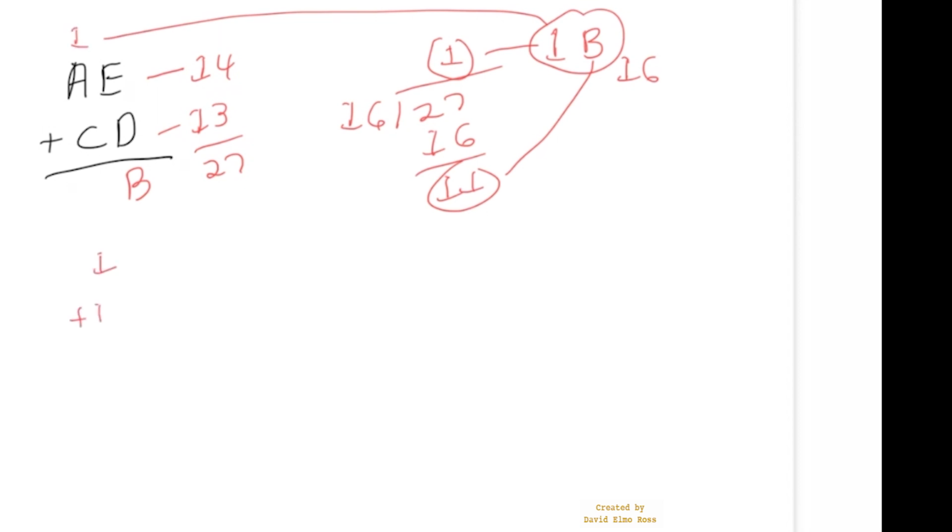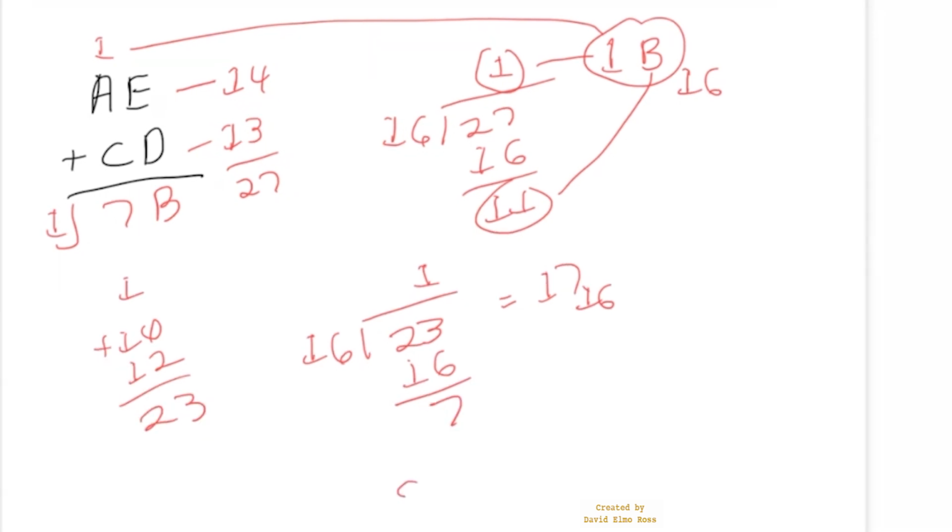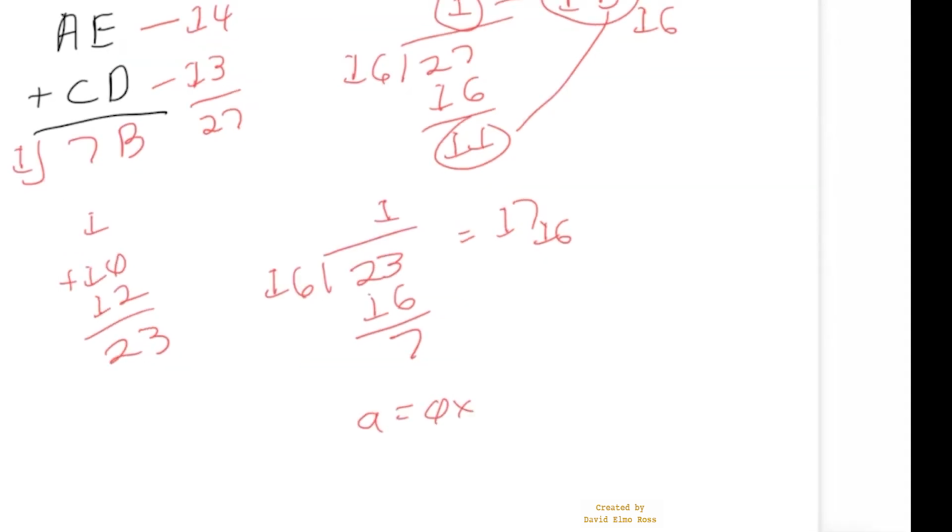So that becomes 1 plus 10 for A plus 12 for C, which is 23. 16 goes into 23 once, with a remainder of 7. So that's equivalent to 17 base 16. The 7 goes here and the 1 goes there. Now let's take a look at a little program that you can do on the micro at some point.